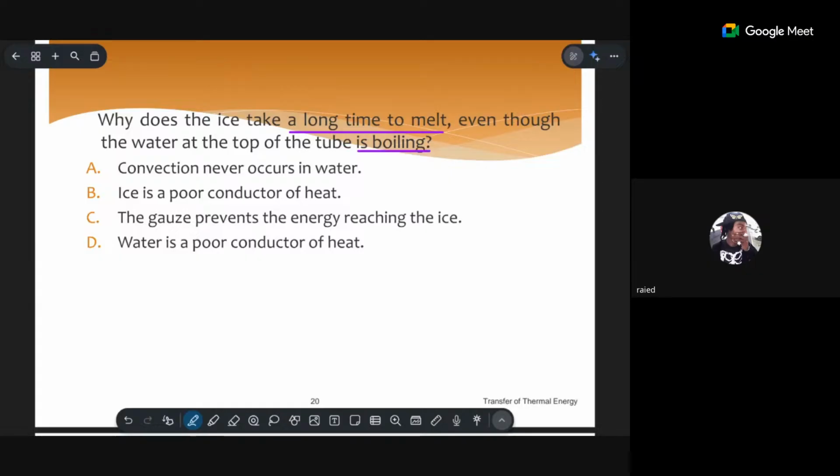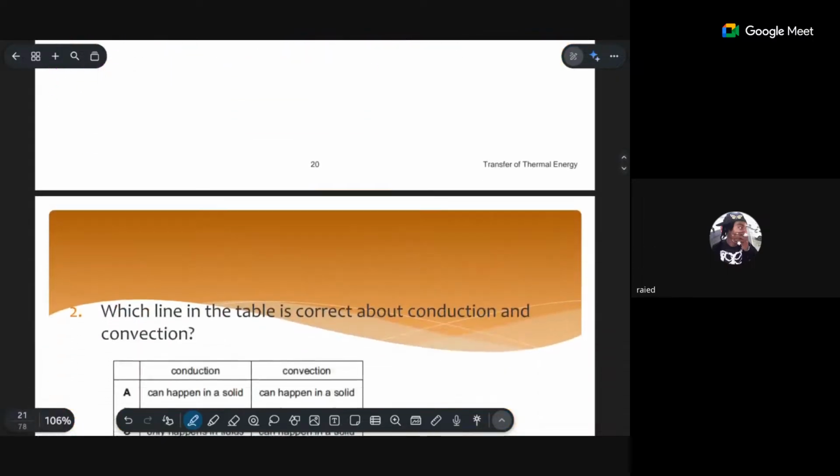Is it that convection never occurs in water? No, convection occurs. Is it that ice is a poor conductor of heat? No. Is it that the gauze prevents the energy from reaching the ice? No. The water is a poor conductor of heat. That is actually the reason. Are you getting my point? Is this clear to everyone?